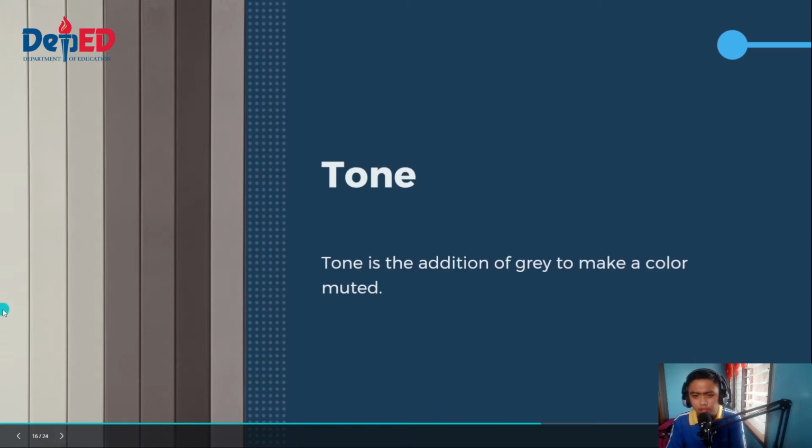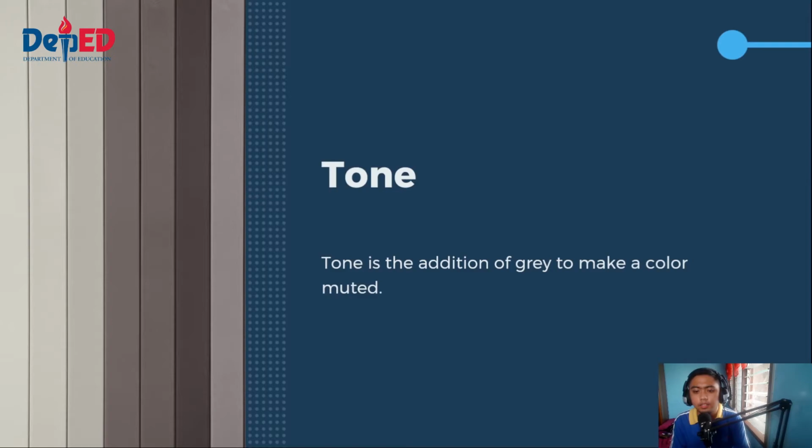Of course, we have the third one, which is tone. This one, we mix gray. We all know that black and white, when you combine them, produce gray. Tone is the addition of gray to make a color muted. When I say muted, it's like this color palette here. It's like a grayscale. So basically, it's not that vibrant and it's not that dark.